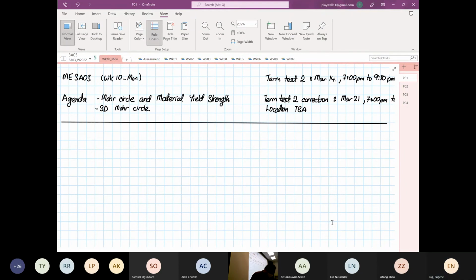Morning. Today we're going to do how Mohr's circle is related to material yield strength. Okay, so we usually teach Mohr's circle, but how is it related to the real world? We have a problem. The element is the real world. Once we draw the element, it's the real world. Then after that we go into 3D Mohr's circle.